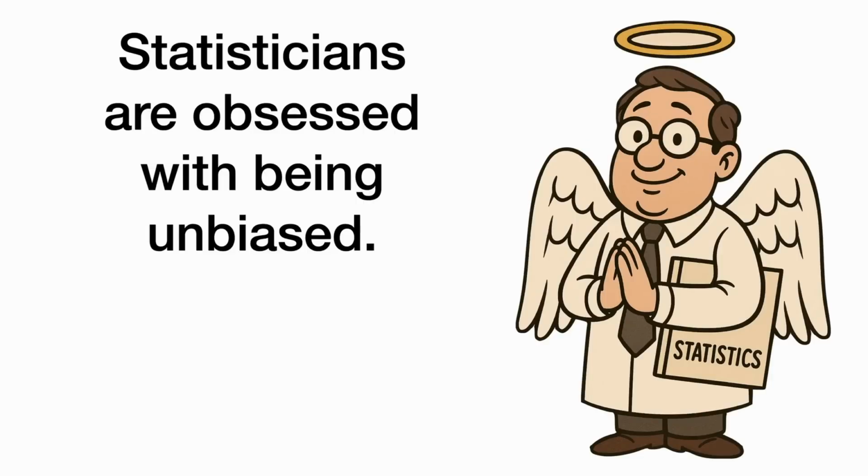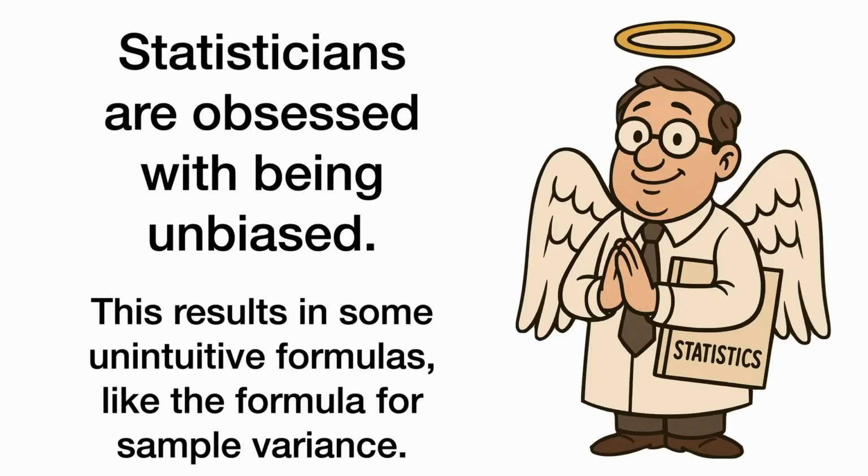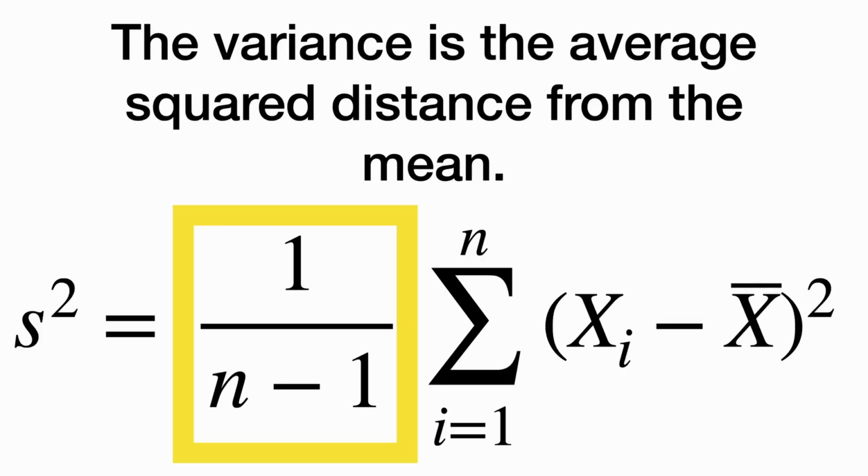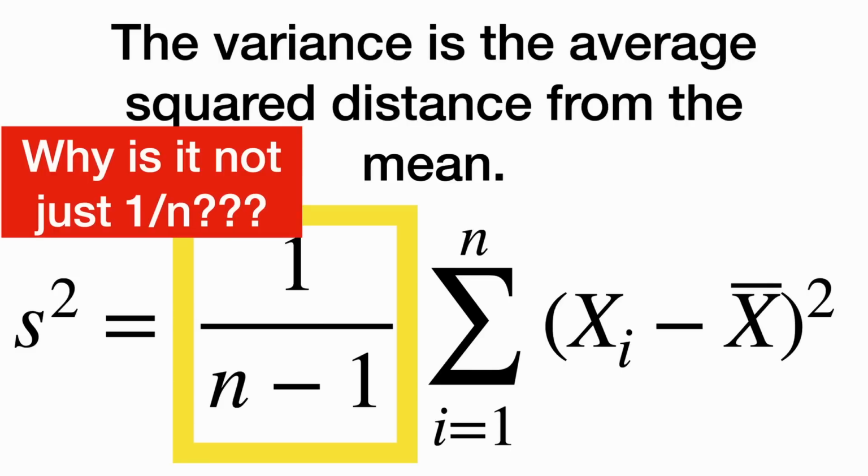Statisticians are obsessed with being unbiased. This results in some unintuitive formulas, like the formula for the sample variance. The variance is the average squared distance from the mean. So why the heck is there a 1 over n minus 1 instead of just a 1 over n, like a normal average? Why is it not just 1 over n?